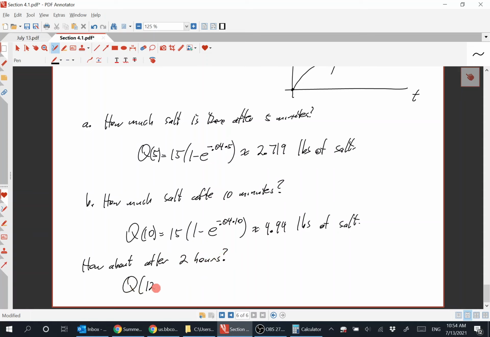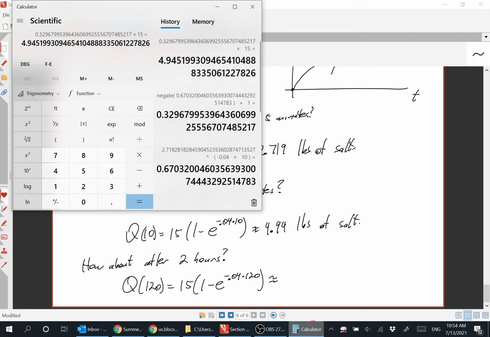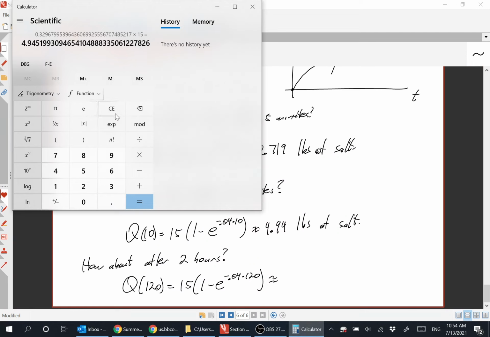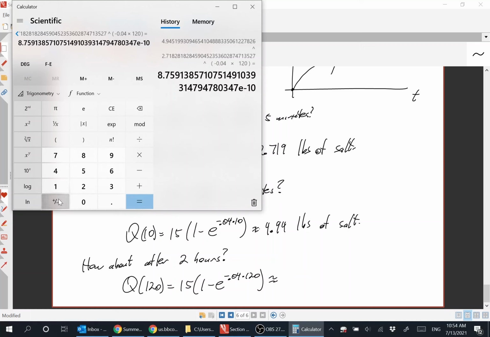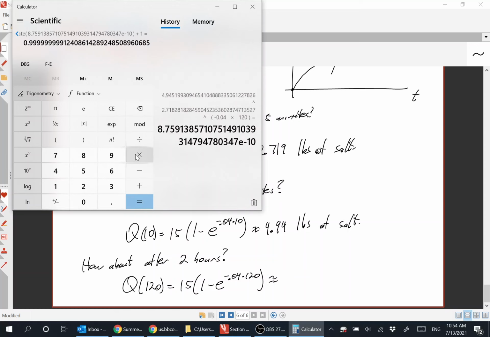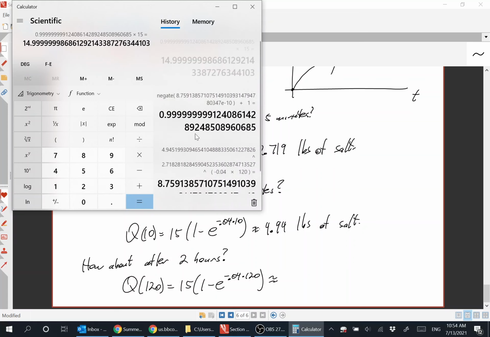So that would be Q of 120 minutes, which is 15 times 1 minus e to the negative 0.04 times 120, which is going to be e to the negative 0.04 times 120 equals that negated, add 1, times 15. So this one should be closer. So, yeah, 14.999.